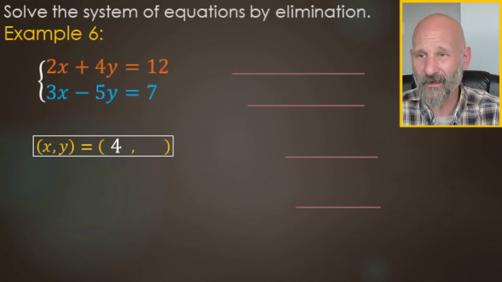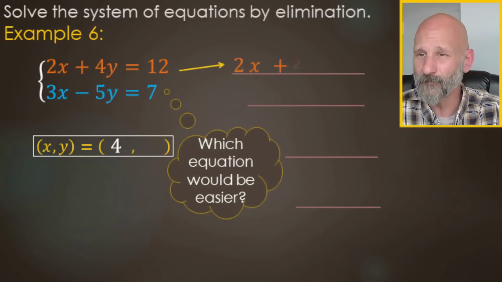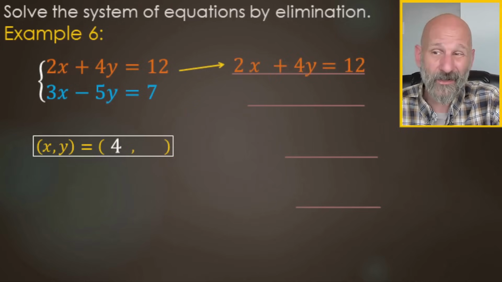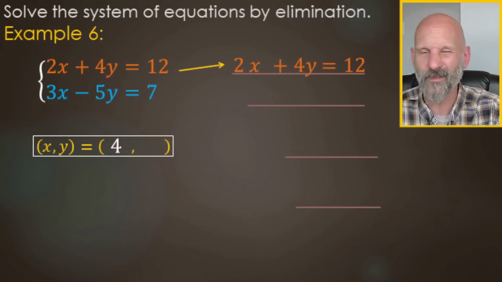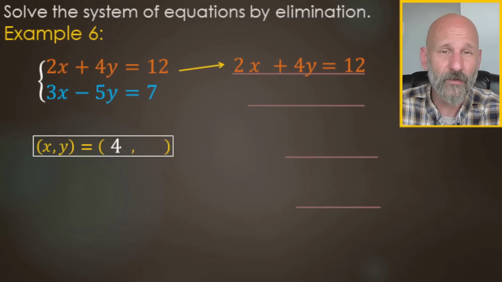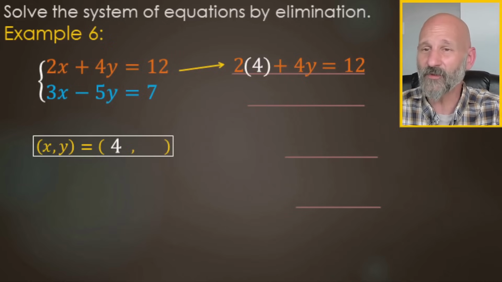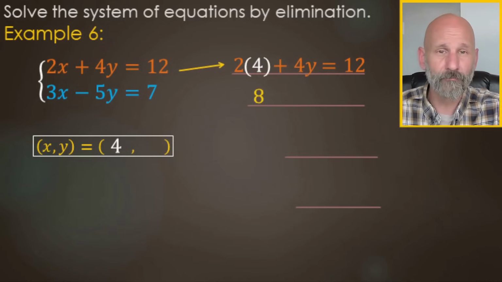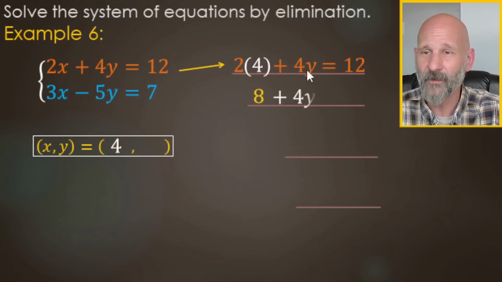Now that we found the x, we go back and ask which equation would be easier to use for this one. The top equation has more positives if you don't want to multiply by negatives, even though the blue equation has smaller numbers and multiplying by 5 really isn't that big of a deal. But anyhow, it's whichever one you think looks easier to work with. So now we're going to replace the x with a 4 and then use order of operations to clean it up a little bit. So 2 times 4 is 8 plus the 4y equals the 12 there.